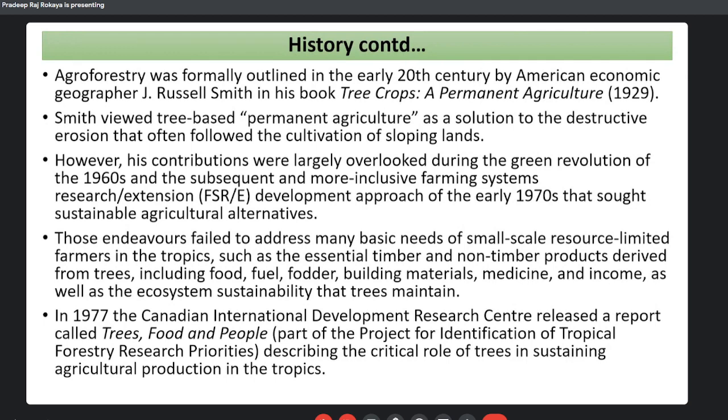In 1997, the Canadian International Development Research Centre released a report called Trees, Food and People, part of the project for identification of tropical forest research priorities, describing the critical role of trees in sustainable agricultural production in the tropics.